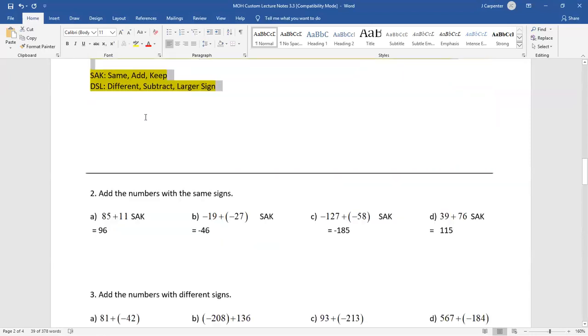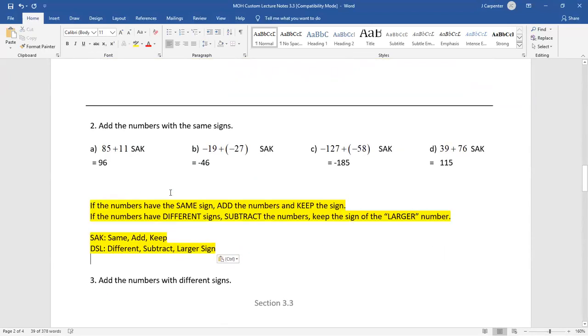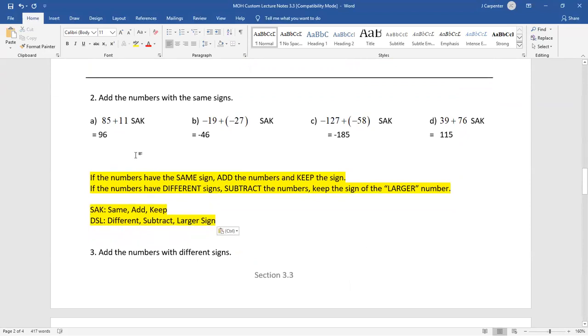I'm going to copy paste these rules and just plop them here so we can still see that on the screen when we do the next set of examples. If the numbers have the same sign, you add the numbers and keep the sign. If the numbers have different signs, you subtract the numbers and keep the sign of the larger. This is for addition of signed numbers. There has to be a plus sign between the numbers. If this was a subtraction of signed numbers, well, spoilers, that'll be in 3.4 today.